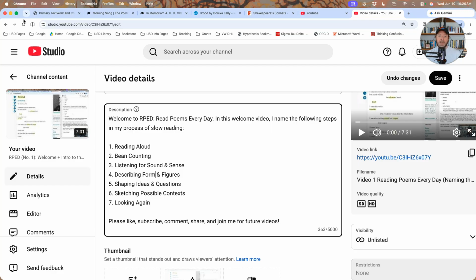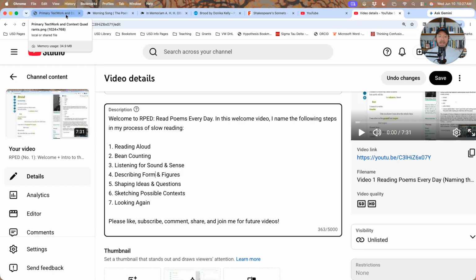Step 1, reading aloud. Step 2, bean counting. Step 3, listening for sound and sense. Step 4, describing form and figures. Step 5, shaping ideas and questions. And today we'll be looking at sketching possible contexts. And I'll conclude with just a few seconds on the importance of sometime down the road looking again at the poem.